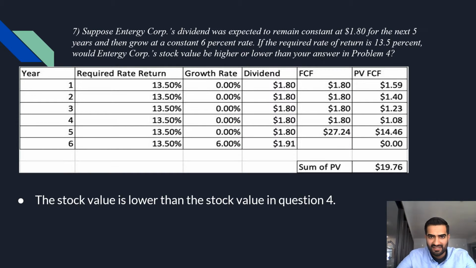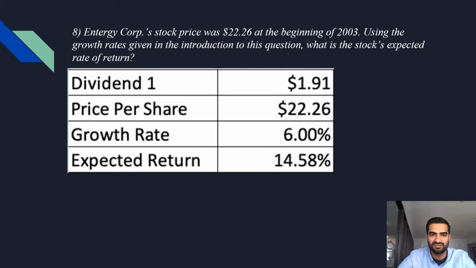Next, we're asked to get the present value of the stock for the next 5 years with no growth rate for the first 5 years, and then a growth rate on a perpetual basis at 6%, and a required rate of return of 13%. So after getting all the present values of each year, I received a price per share of $19.76. And then it asks us, would Energy Corp stock value be higher or lower than the answer in problem 4? And in this case, it was lower than the value in question 4.